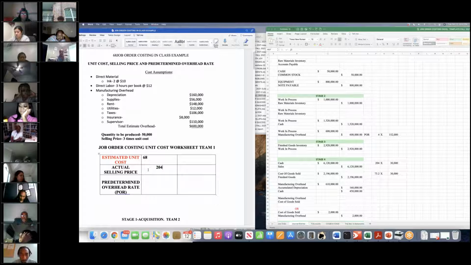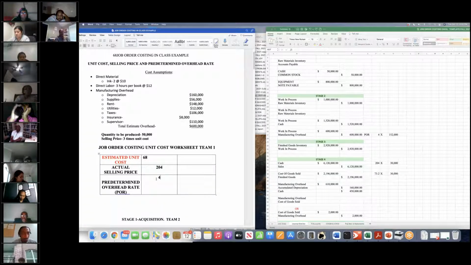204, and we had the 4. So the 4 we've already used in this journal entry. Now the selling price we're using now. So we multiply 204 times 30,000 books sold, and we get 6,120,000. Then that unit cost we just came up with, 73.2, we multiply that to get 2,196,000.